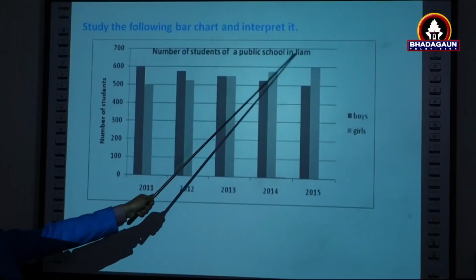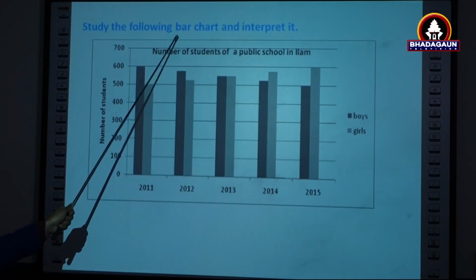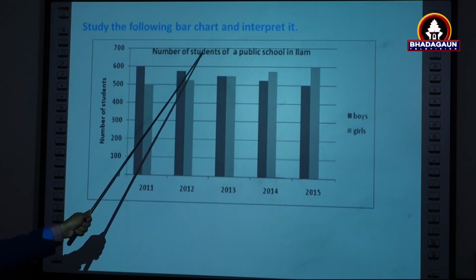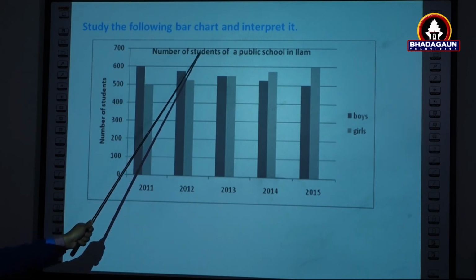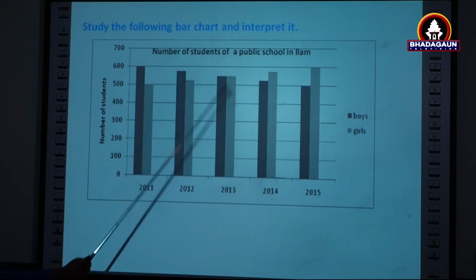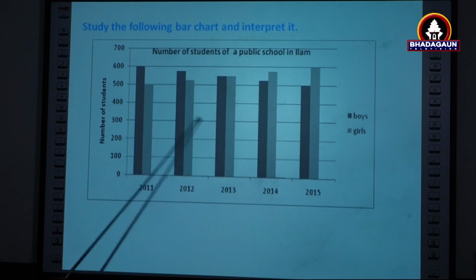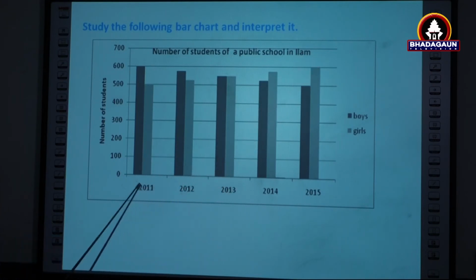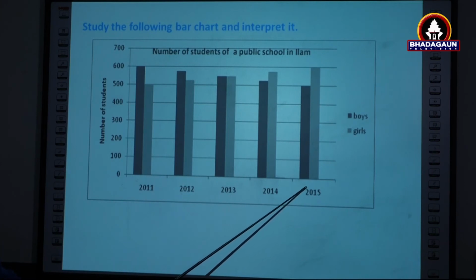So, this is the number of students in a public school in Ilam. This is a bar chart. First of all, you write this topic and then start the first introductory paragraph. So, how do you start? This is a bar chart, first sentence. Second, the bar chart is about the number of students of a public school in Ilam of different 1, 2, 3, 4, 5, different 5 years, right?